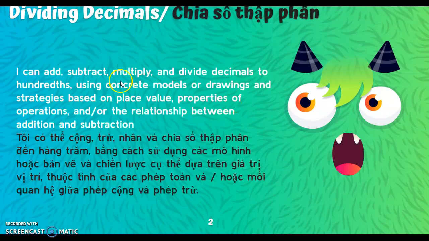Okay, so our objective is: I can add, subtract, multiply, and divide decimals to the hundredth using concrete models or drawings and strategies based on place value, properties of operation, and/or the relationship between addition and subtraction. Today we're really going to focus on dividing decimals, and we're going to be using drawings with base 10 place value.